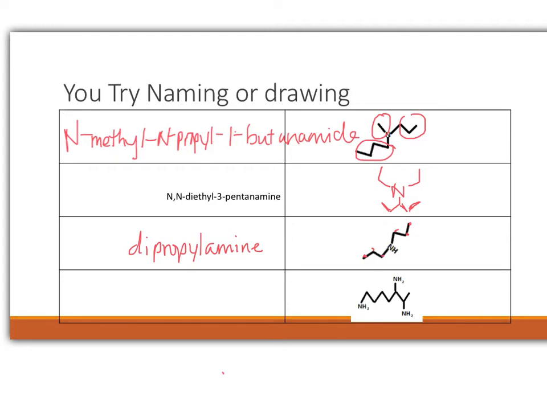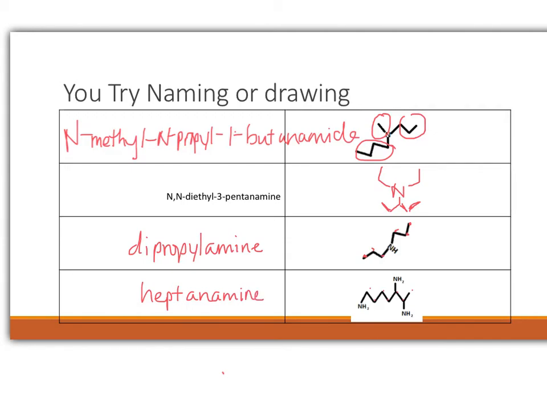And then last one, I have a bunch of NH2s, which means these are all going to be primary amines. So that's easier to name. I just need to count up my carbons. 1, 2, 3, 4, 5, 6, 7. So I have a hept. And then my ending's going to be anamine. And then I just need to indicate where they are.